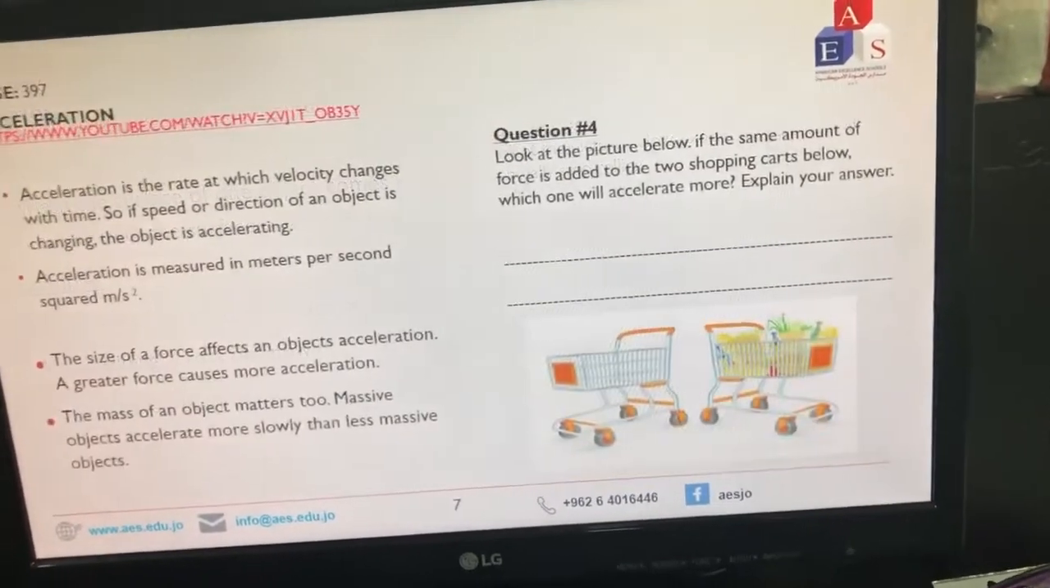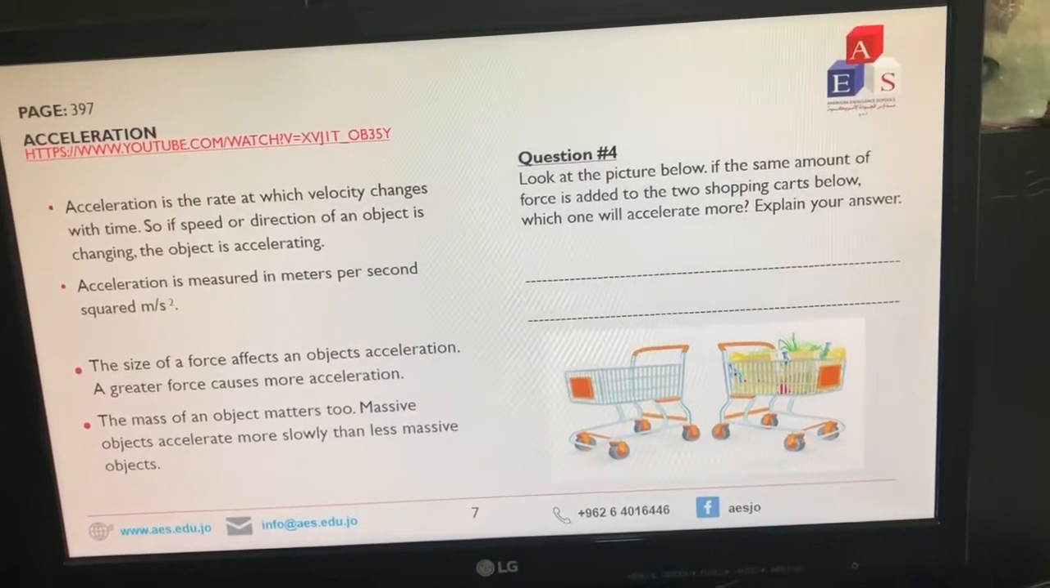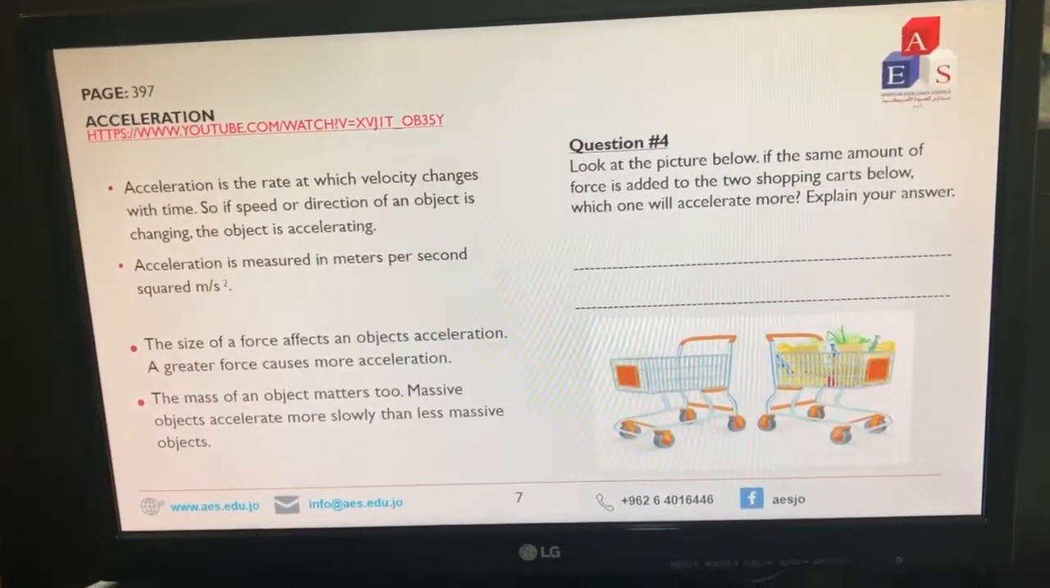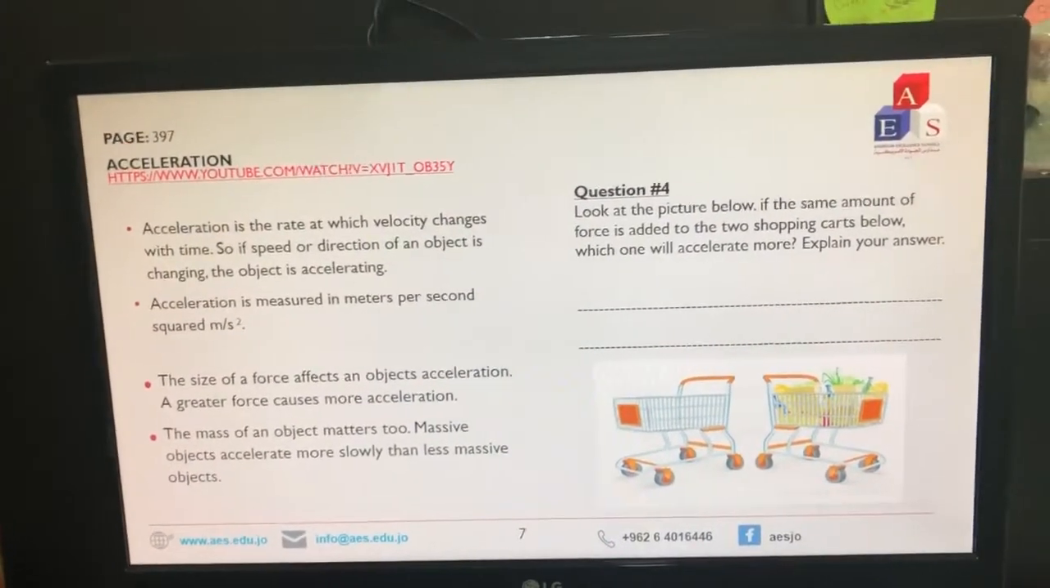Alright, page 397 now, acceleration. Also watch the video and then read the summary, and I'll be explaining it to you right now. Acceleration is the rate at which velocity changes.